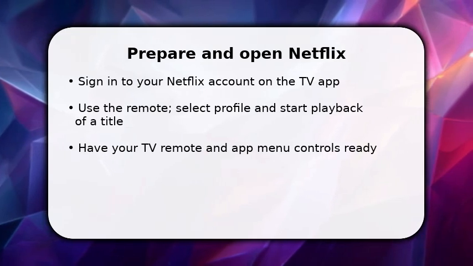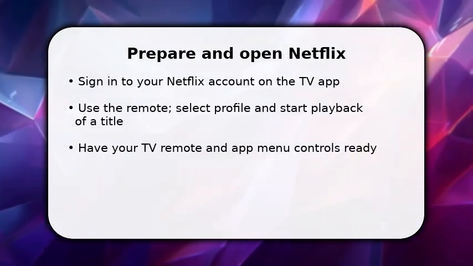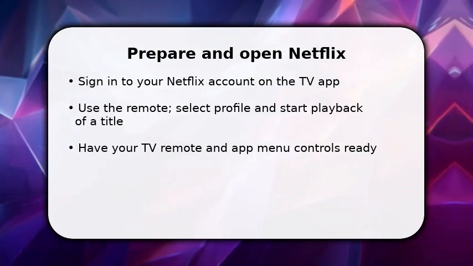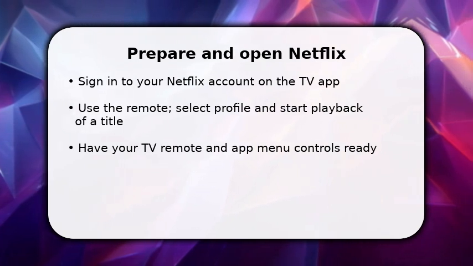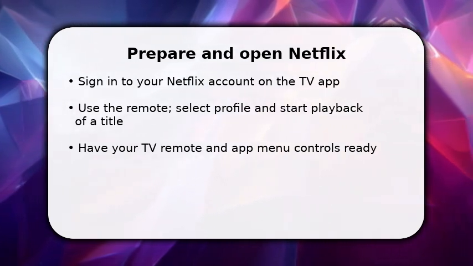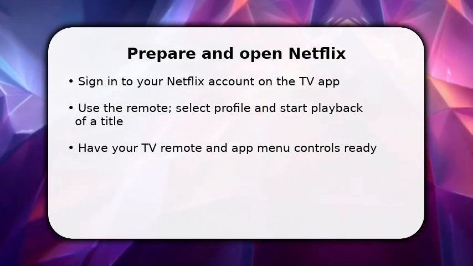Enjoy the video. You start by opening the Netflix app on your TV and signing into the correct profile. This ensures your subtitle settings stick to the right account. Once playback begins, press the remote to reveal on-screen controls and look for the dialogue or speech bubble icon. This is where subtitle options live.